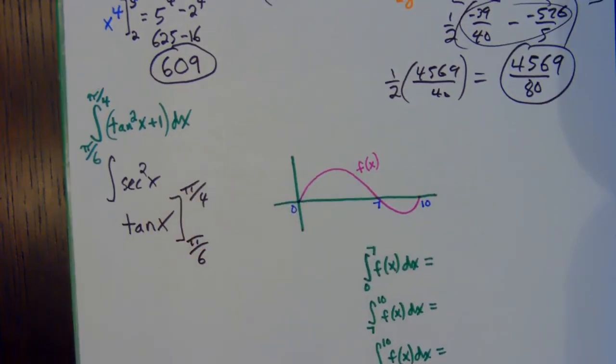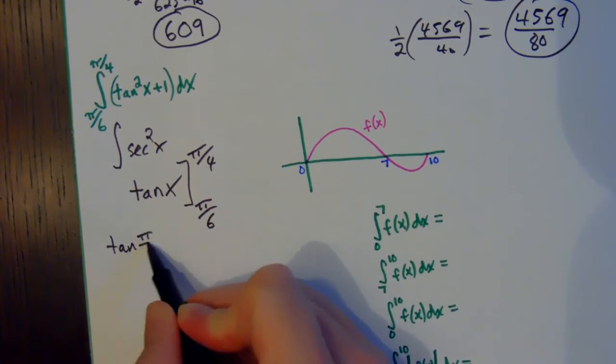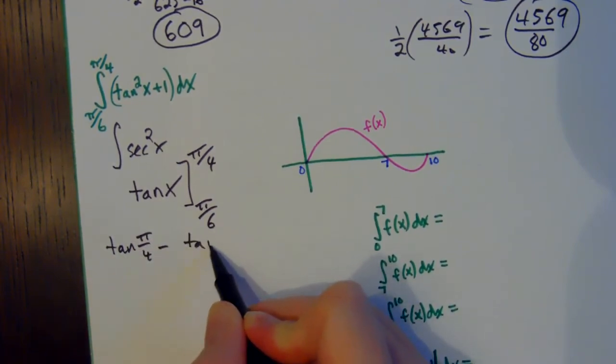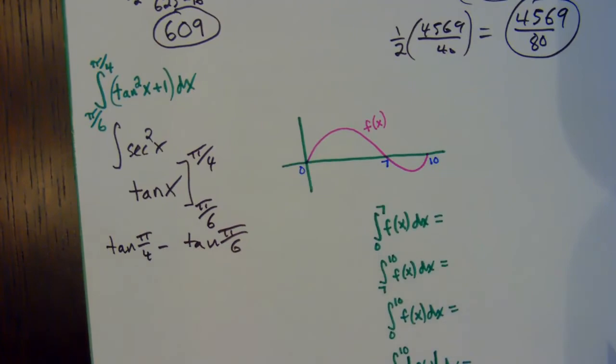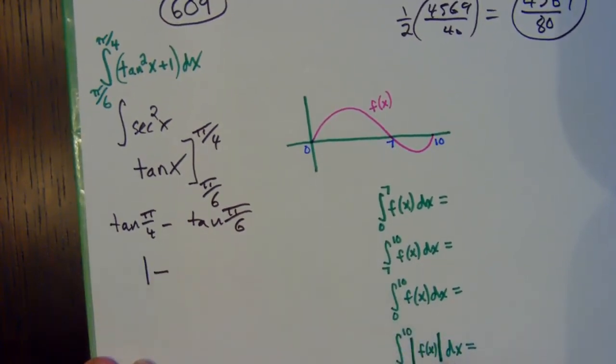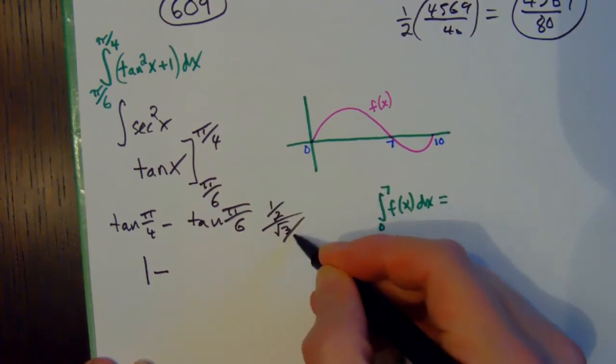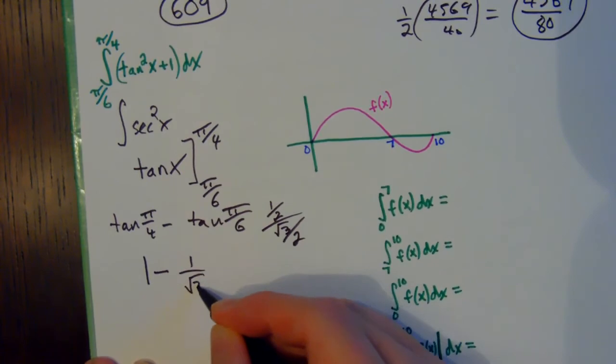So your fundamental theorem of calculus simply tells us plug in the top number minus plug in the bottom number. And then you should know the exact values of your trig from your pre-cal day. So tangent of pi/4 is 1. Tangent of pi/6 is the same thing as sine over cosine. So that's 1/2 over radical 3/2, which is 1 over radical 3.